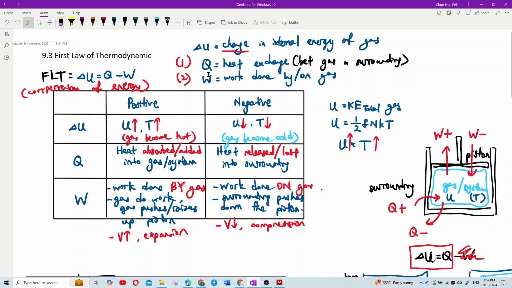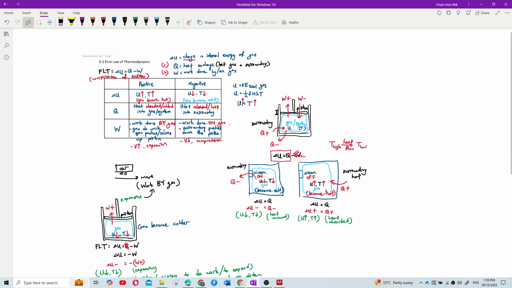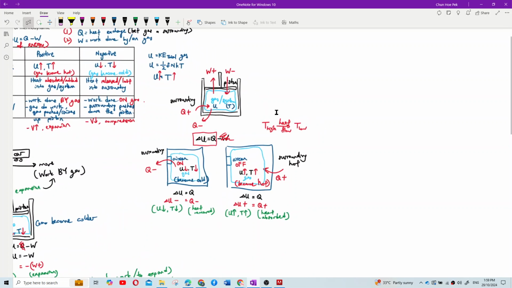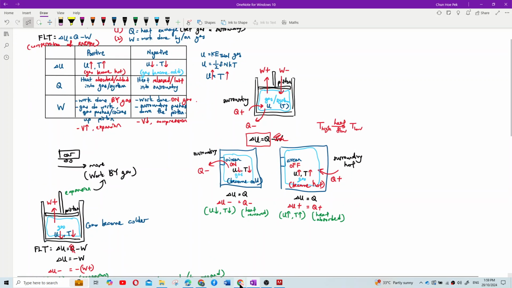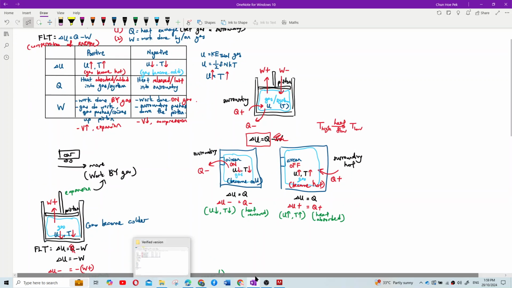So these two, the heat and work done, will affect the change in internal energy of the gas. Okay, good. So itulah dia, ya. Saya sudah habis explain pasal ini. So let us look at one tutorial question. Alright, let us find out what tutorial question we can do.